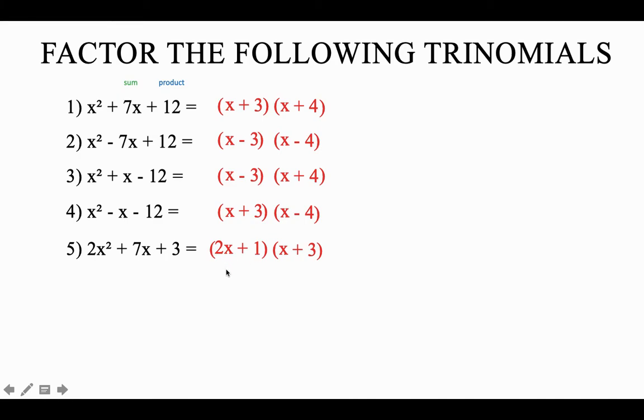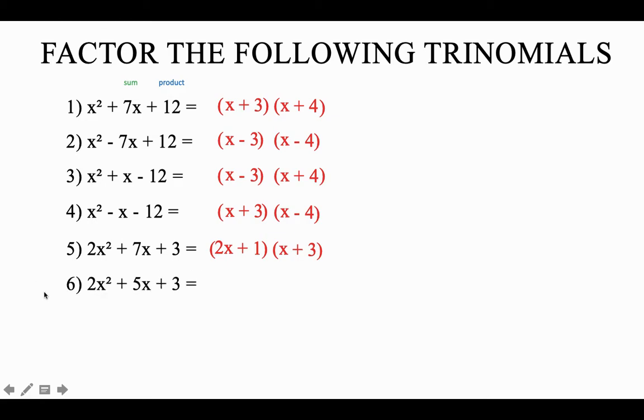The outer term, 2x times 3, is 6x. The inner term is 1x. So 6x plus 1x gives us positive 7x. So our factors are the quantity 2x plus 1 times the quantity x plus 3.